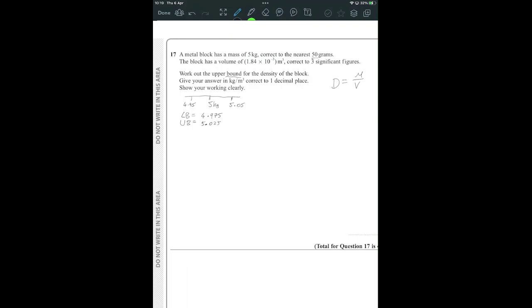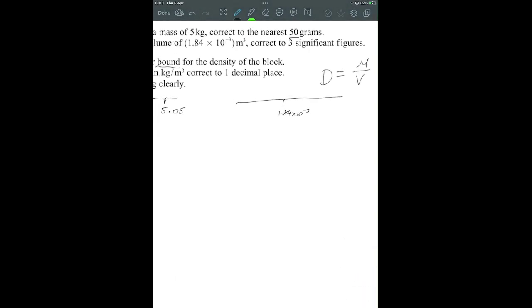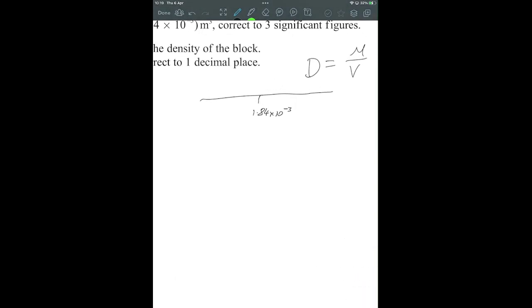The volume of the block is in standard form. That's quite awkward, but it is rounded to sig fig, which actually makes it a little bit nicer. So here we have our 1.84 times 10 to the negative 3. In terms of my scale, the next step up to 3 sig fig would take us to 1.85 and down a step 1.83. So my lower bound is halfway between the lower two scales, and my upper bound is halfway between the upper two scales.